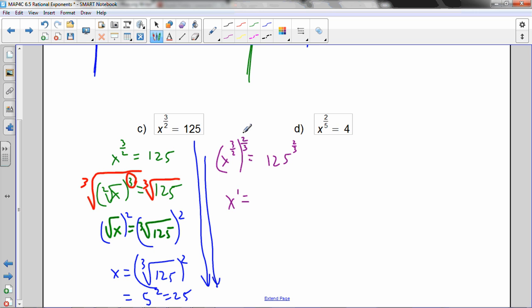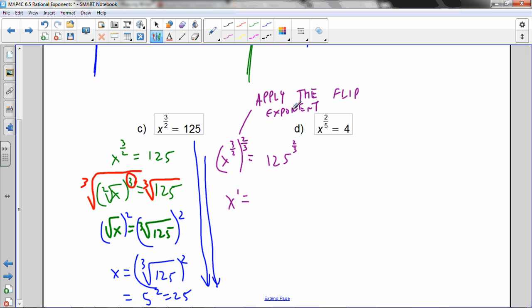What I've done is I've applied the flip exponent, I'll call it. That's a Restall term, copyright that. Apply the flip exponent.